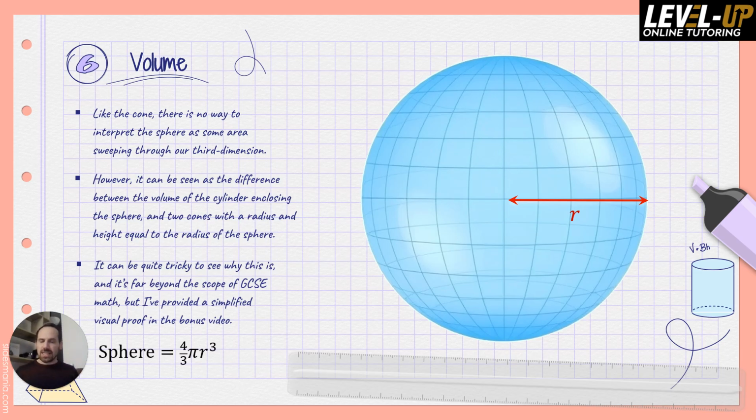All you need to know is that the actual formula for the volume of a sphere is 4/3 pi r cubed. So again, a beautifully simple formula, like all the ones relating to spheres and circles. It just depends on the radius. So if we know the radius, we can calculate the volume of the sphere using this formula. And that's it. That's the last shape to consider.